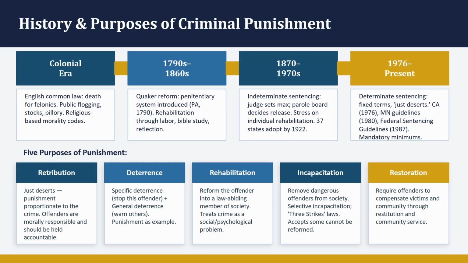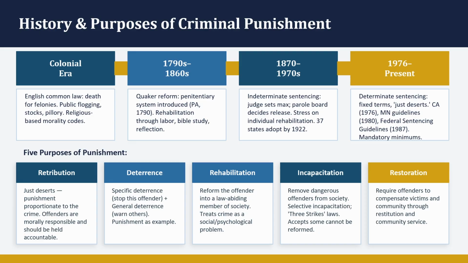By the late 1800s, reformers were arguing for indeterminate sentencing, prison terms with no fixed end date, with the decision when to release left to parole boards that could evaluate an individual's rehabilitation. By 1922, 37 states had adopted this approach, but critics argued that indeterminate sentences gave unaccountable power to unelected judges and parole boards, produced wildly inconsistent results, and failed to deter crime.